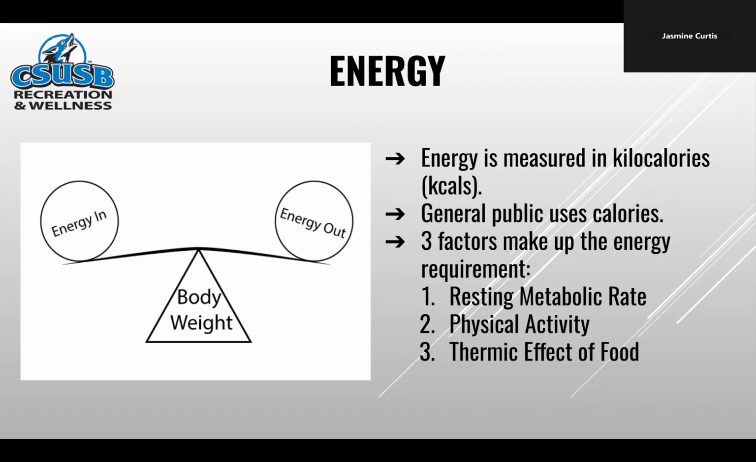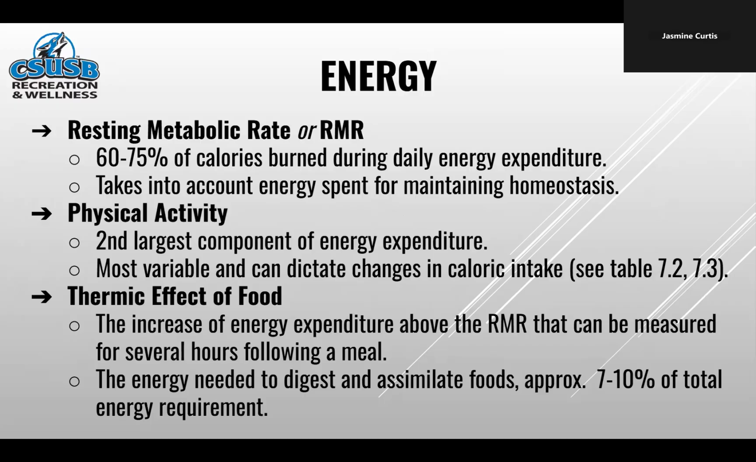So let's talk a little bit more about the three factors that make up what we need for energy. The first one, resting metabolic rate, or RMR, this accounts for 60 to 75 calories burned during the day during energy expenditure. This takes into account energy spent for maintaining homeostasis.